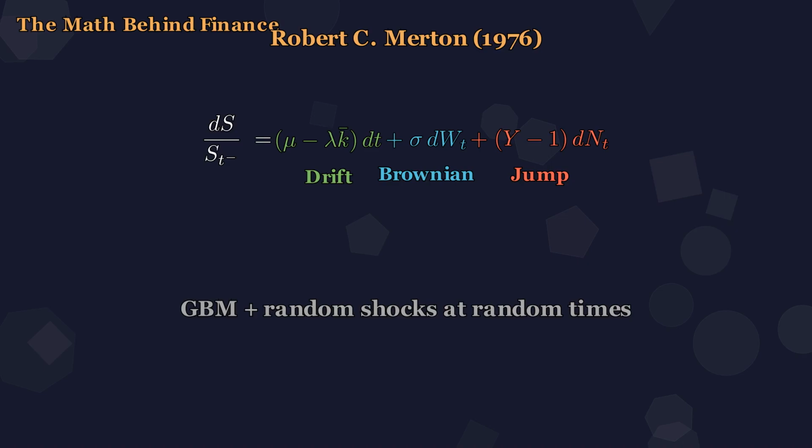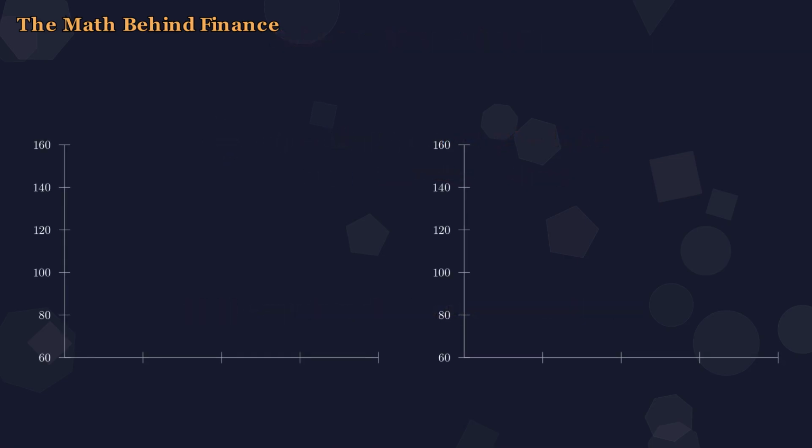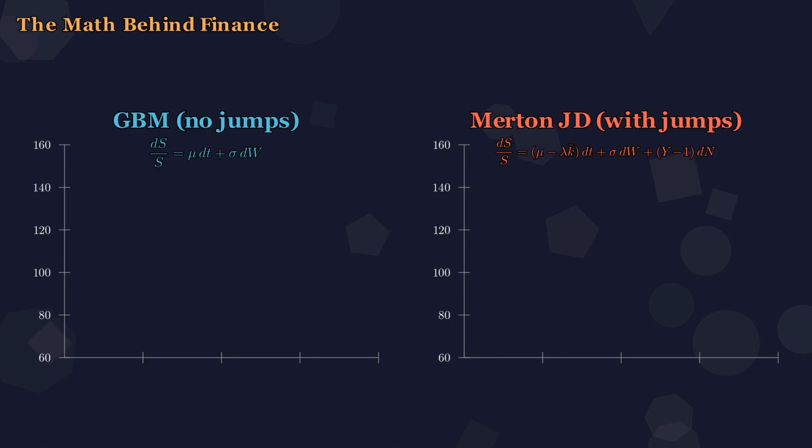Brownian motion, plus random shocks. That is the entire idea. Now let us see what this equation does. On the left, geometric Brownian motion, the smooth model from episode 1. On the right, Merton's Jump-Diffusion. Here is the key. Both paths use the exact same Brownian noise.